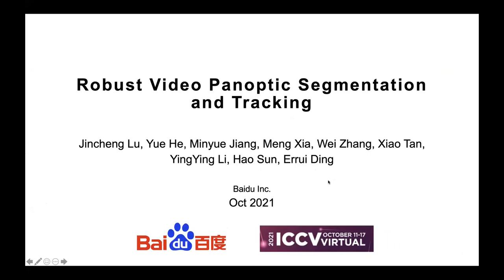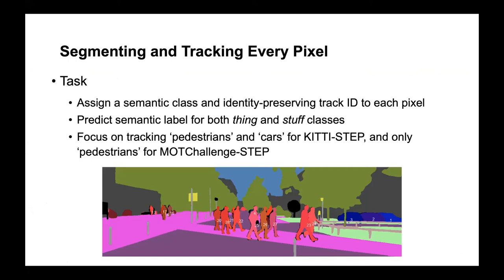Today, we would like to share our work named Robust Video Panoptic Segmentation and Tracking, which is one of the best solutions for the KITTI-STEP Challenge in the 6th Benchmarking Multi-Target Tracking Workshop. First, we briefly introduce the task of segmenting and tracking every pixel. This task requires assigning a semantic class and an identity-preserving track ID to each pixel. The methods should predict semantic labels for both scene and stuff classes and focus on tracking cars and pedestrians.